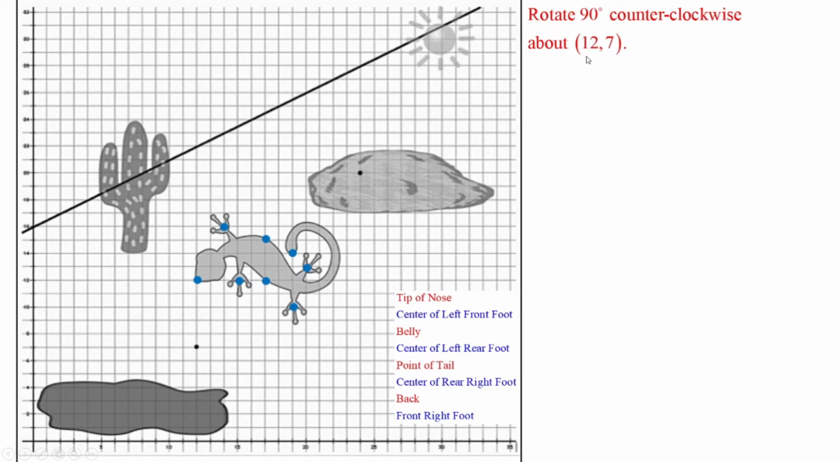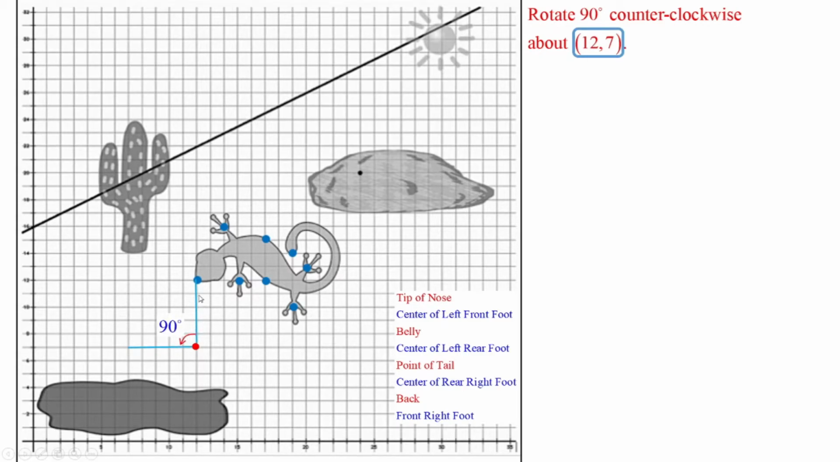Whenever you do a rotation, you need your point of rotation. In this case, that is 12, 7. Right there, they highlighted it for you already. And now picture a 90-degree rotation counterclockwise. I hope you guys can picture 90 degrees. If I'm rotating counterclockwise, I'm rotating to the left. So this angle right here would have to be 90 degrees.